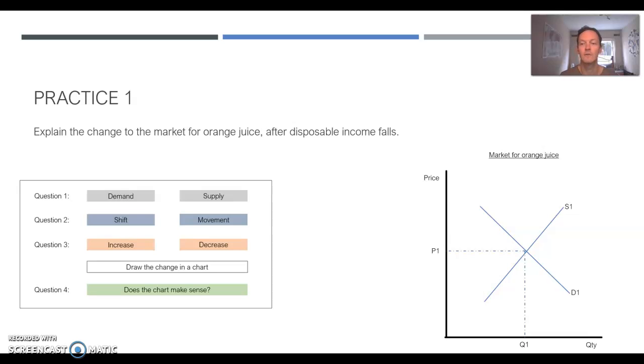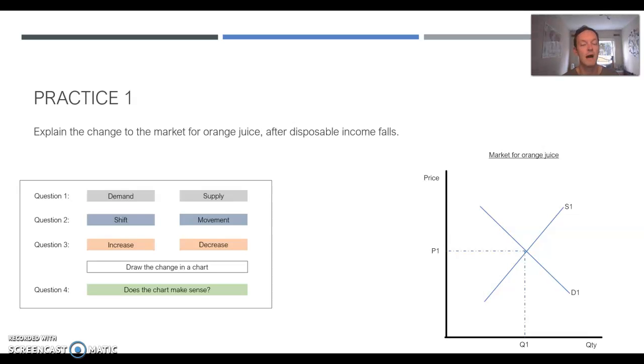So you'll see we've got the blank demand and supply chart there. We haven't applied any changes yet. This is like the base position for the market. The market is at equilibrium at that particular price and that particular quantity. That's the price and quantity at which suppliers and consumers are willing to exchange. So now let's go to the question.